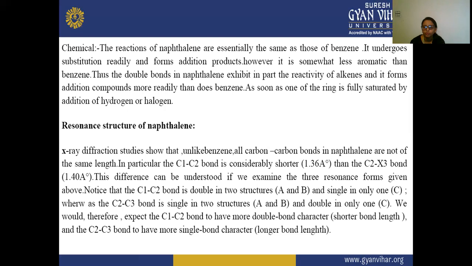In this resonance form, you will see that in structures A and B, C1 and C2 have a double bond, and in C, C1 and C2 are a single bond. Whereas the C2 and C3 bond is single in two structures and double in only one, C. So we would expect that the C1 and C2 bond has more double bond character, and thus a shorter bond length, and the C2 and C3 bond has more single bond character, and thus a longer bond length.